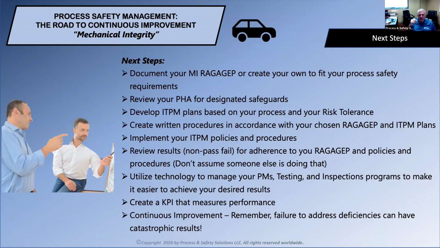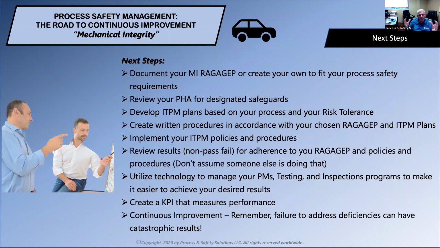A lot of times we have a saying here at PSS: we want to make it easy to achieve those results. If you give somebody something that's hard to do, likelihood they'll never do it. But if you make it easy for them to achieve and make it easy for those things to get done, then they're more likely to get done. Also create KPIs, or key performance indicators, that measure performance in your MI programs, making sure that you're actually reducing some of that risk. KPIs are a good way of doing that.